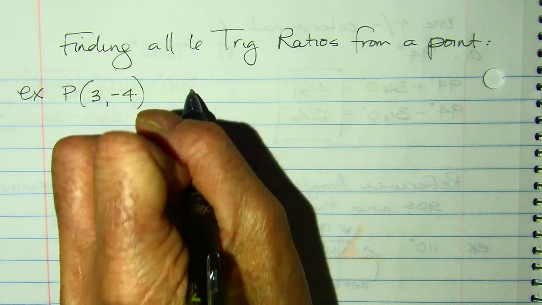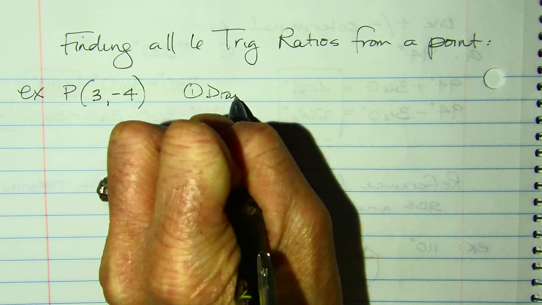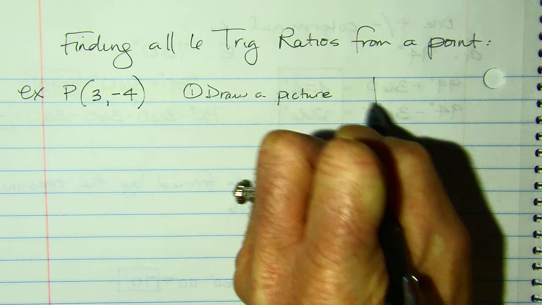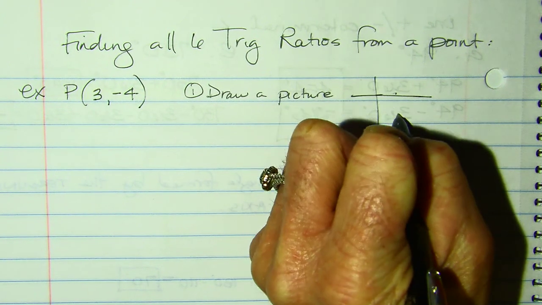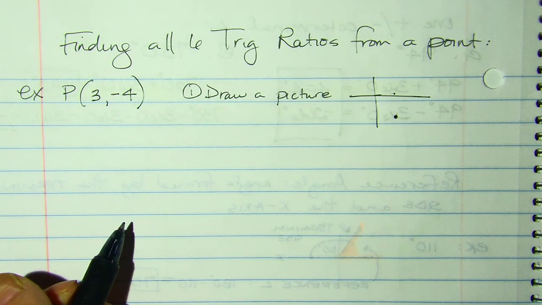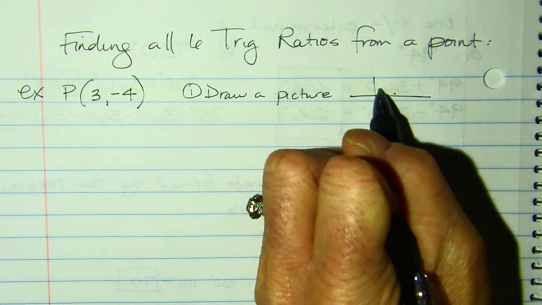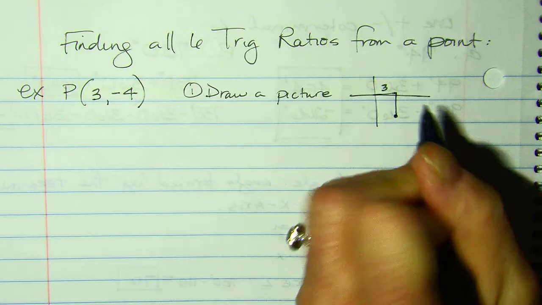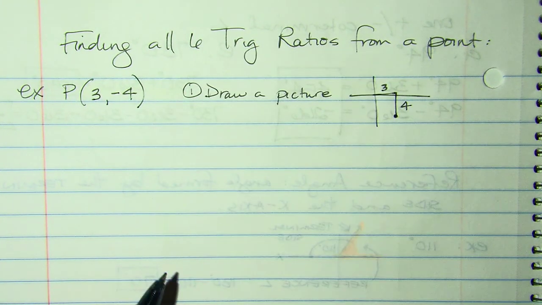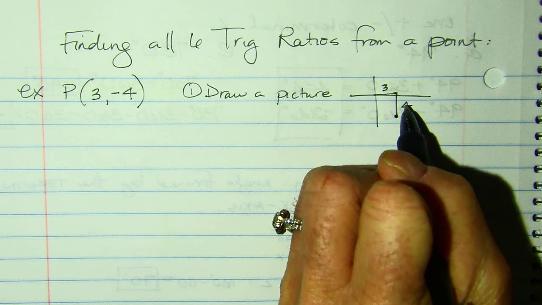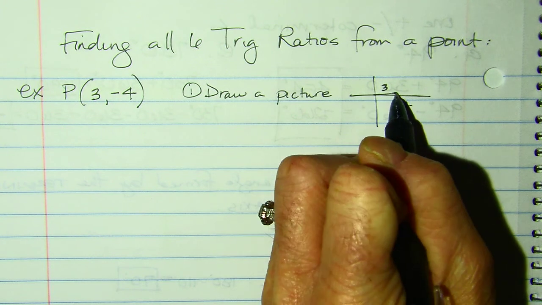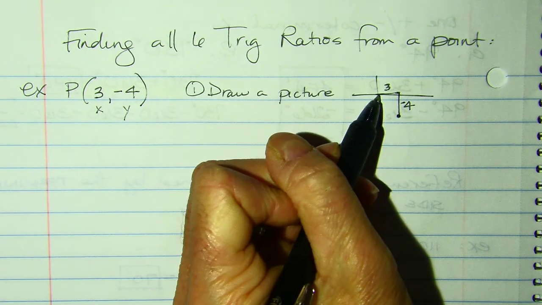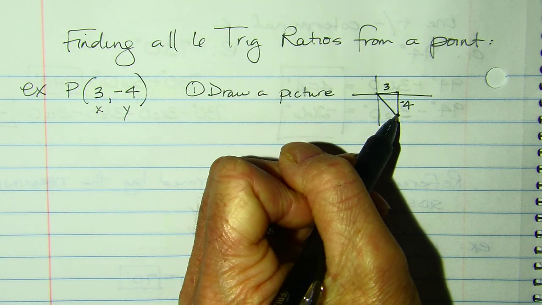So the first thing I'm going to do is draw a picture. Positive 3, negative 4 puts me here. I went positive 3 units to the right, and I went 4 units down. And so I'm labeling those pieces, and this was negative 4. I went positive 3 because x is 3, y is negative 4. And that forms this nice triangle.